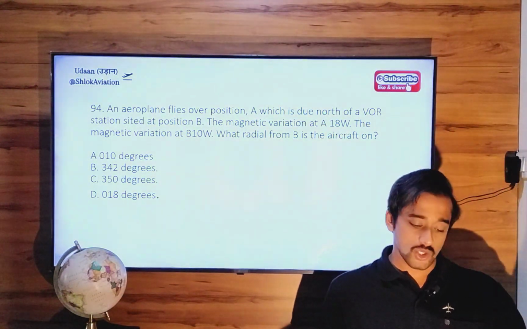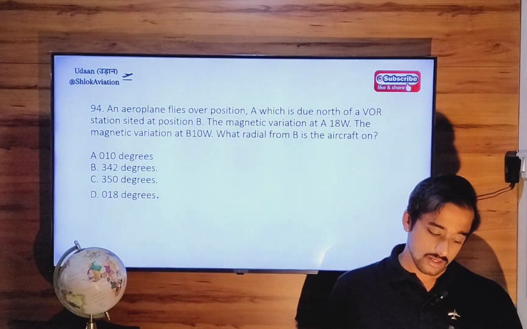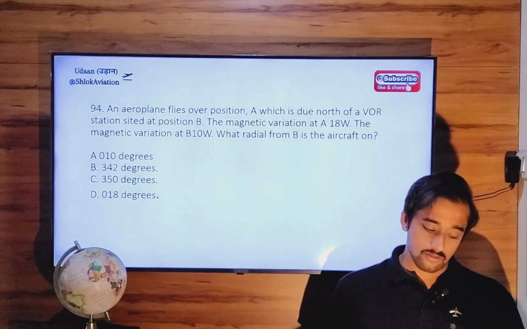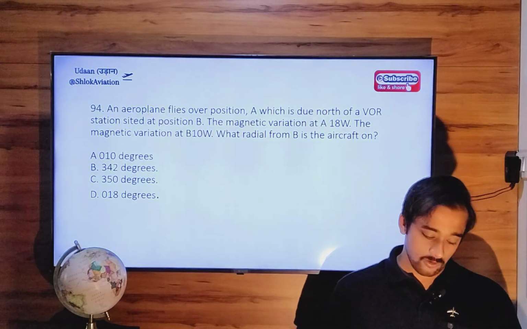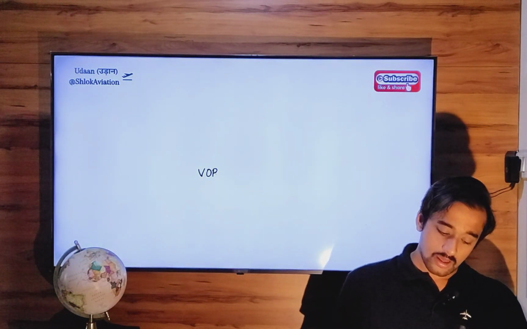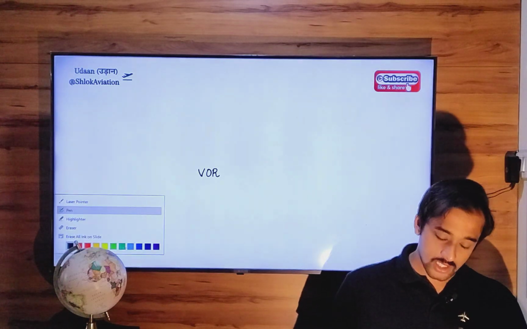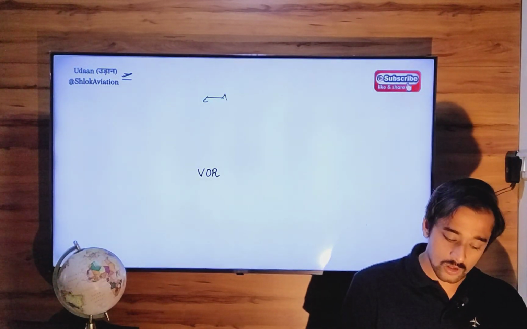An airplane flies over a position which is due north of a VOR, which is at position D. So that means the aeroplane is to the north of a VOR. So let's draw that. Here is your VOR station. An aircraft is at a position which is due north of the VOR. That means exactly to the north of the VOR station.